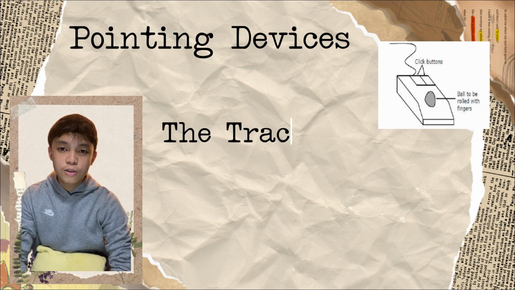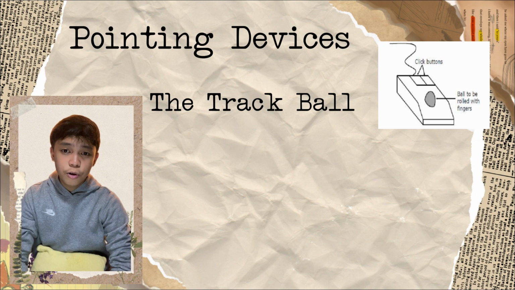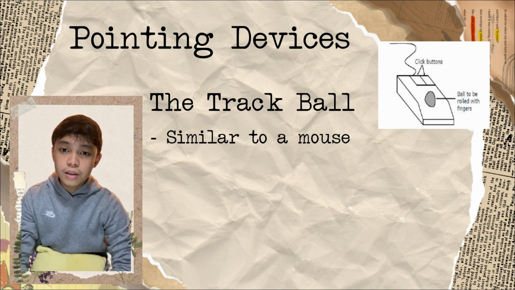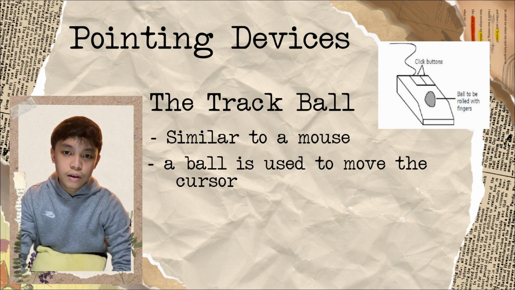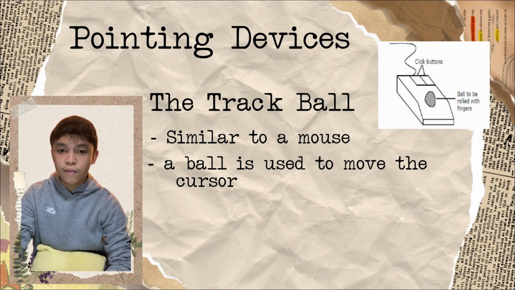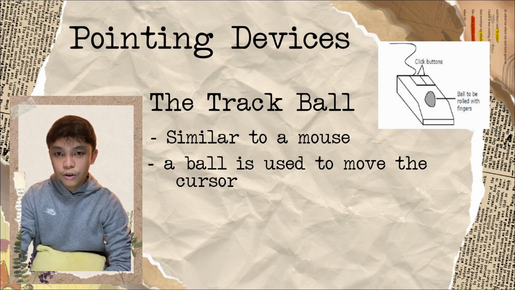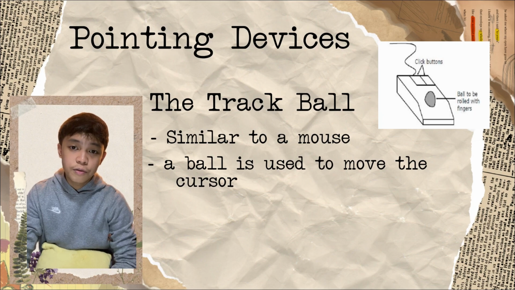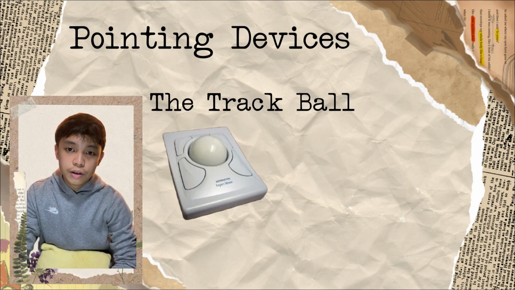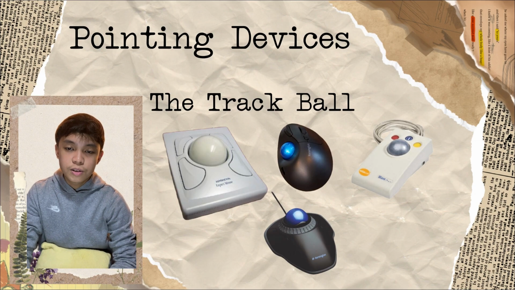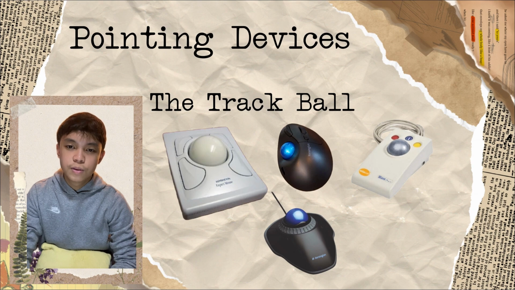Now let's talk about the trackball. The trackball is a pointing device that is very similar to a mouse. It has buttons, but the main feature of it is that it has a ball. This ball can be used to navigate the cursor. So if you move the ball to the left, the cursor will move to the left, and so on. This comes in many forms and sizes, whether it is a box, a circle, a rectangle, or anything. But as long as it has a ball, it is a trackball.